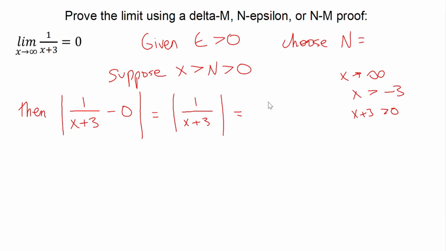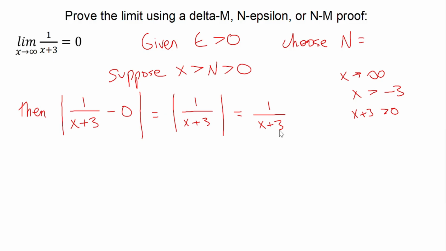which means that the absolute value of 1 over x plus 3 is just the same as 1 over x plus 3. Now, sometimes we might make a note here that x has to be greater than -3. So we might, in our choice, say we're going to choose n equal to the maximum of -3 and something else. But n is always defined as positive anyway here for our problem, so we don't really need to worry about that maximum.